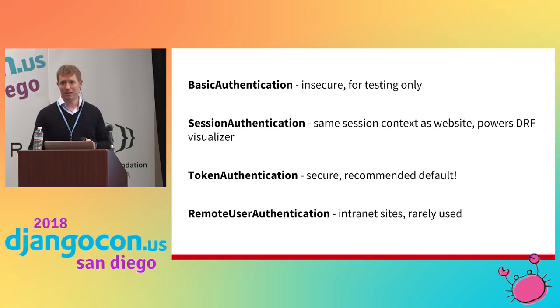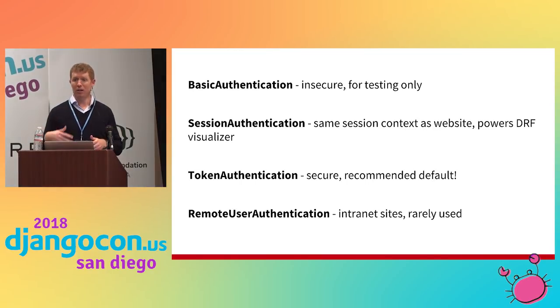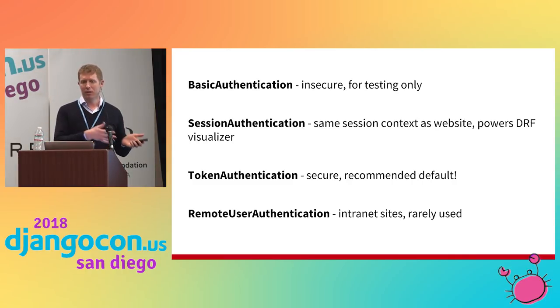All right, so here's my quick takeaway. When to use what? Basic authentication is insecure, good for testing, just get up and going, don't complicate things. Sessions is fine if maybe you're just building a website, you have a REST Framework backend and you have a React front end and that's it. You can use sessions. It powers the visualizer, the GUI for Django REST Framework. Tokens is probably the default that you want. It's pretty secure. You can do multiple front ends. And then remote user authentication, if you're asking me, you probably shouldn't be using it.